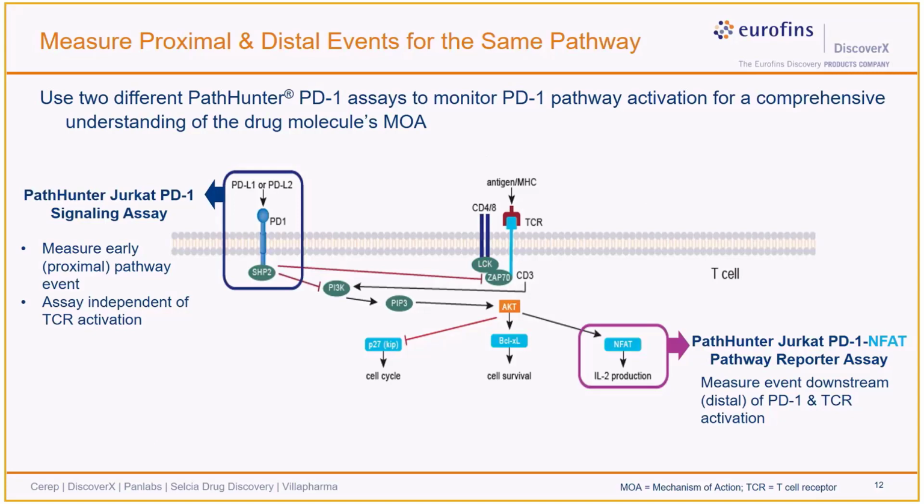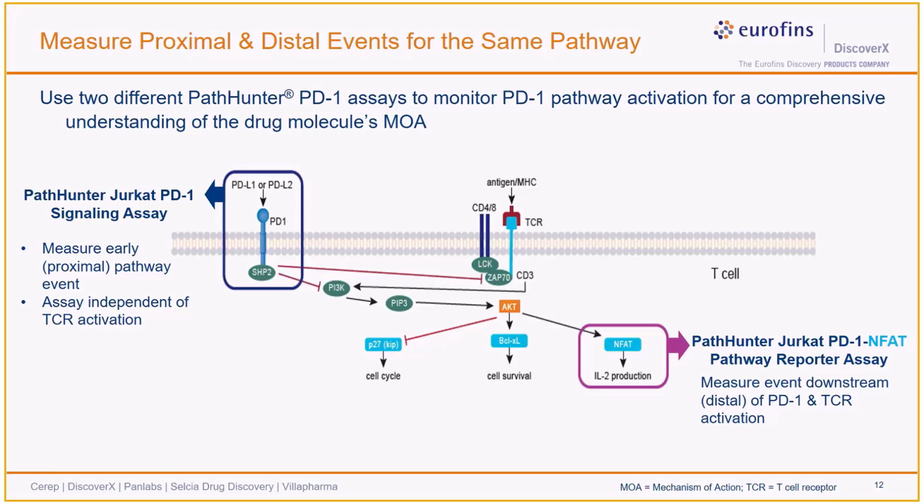Both assays can be used to measure PD-1 signaling activation and inhibition, but as we have described in previous slides, the pathway reporter gene assay measures a later event in the sequence of PD-1 signaling, and this event is boxed in purple on the right, while the PathHunter JERCAT PD-1 signaling assay monitors an event occurring earlier in the sequence. Again, this event is boxed in blue and occurs soon after PD-1 receptor activation by ligand binding, but prior to PD-1 effects on activating signals mediated through the T cell receptor.